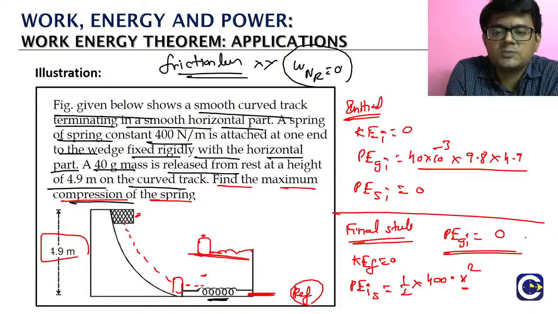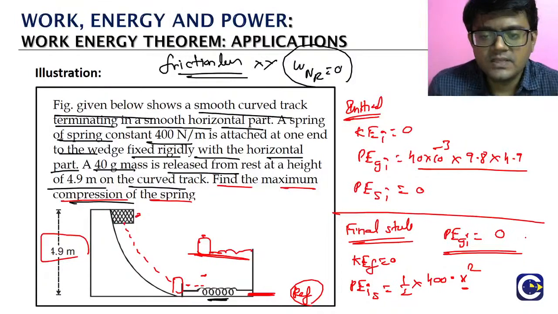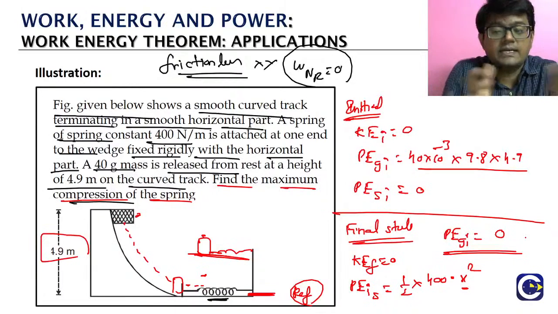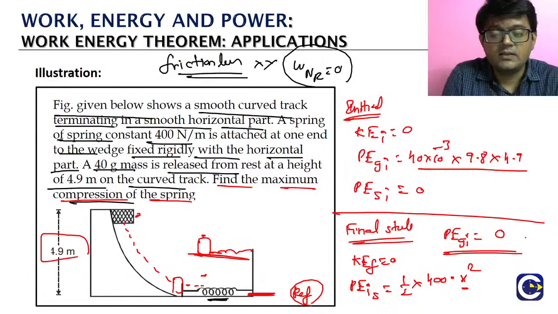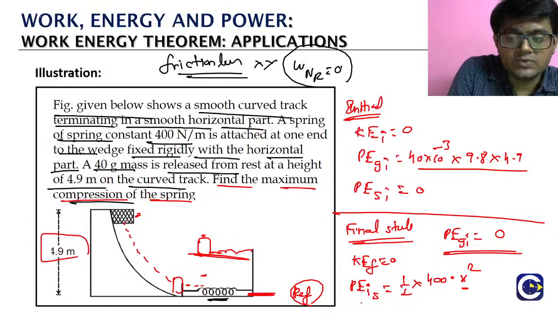After that, it will start compressing it. So we are looking at the maximum compressed state. There, the block would have again come to rest, so the kinetic energy is 0, okay. Then the gravitational potential energy of the block will be 0, because it is on the reference line now. Only spring potential energy will be there, and its value is half kx square, okay.